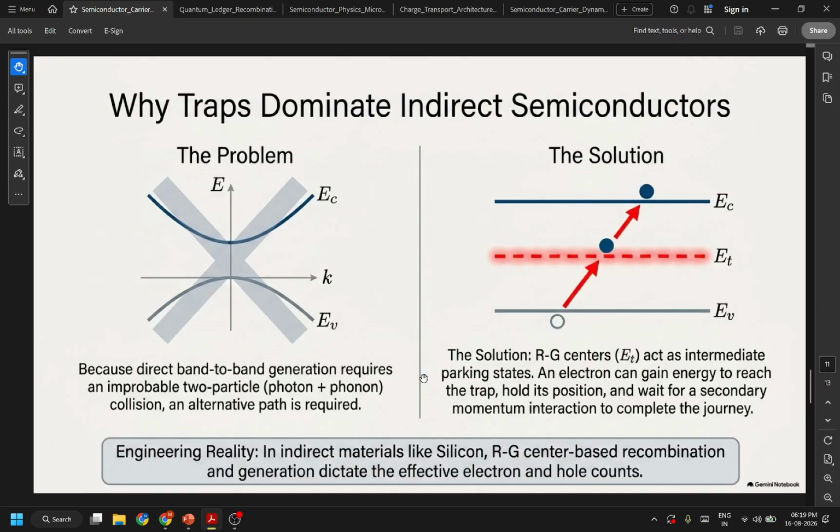So RG centers act as intermediate parking states. An electron can gain energy to reach the trap, hold its position, and wait for a secondary momentum interaction to complete the journey. So in indirect materials like silicon, RG center based recombination-generation dictates the effective electron and hole counts.